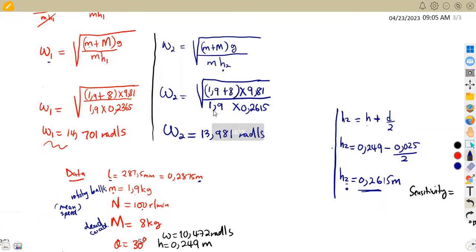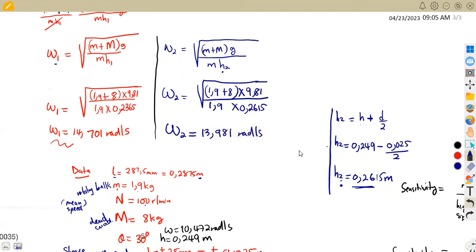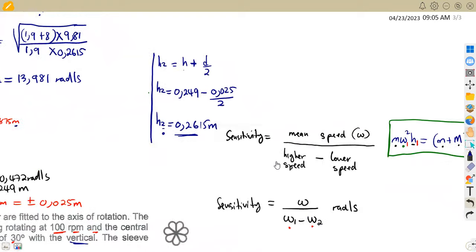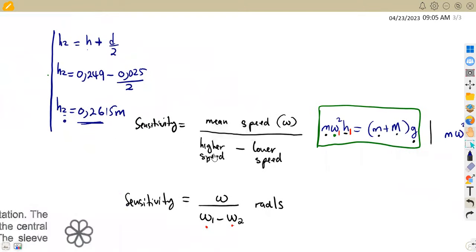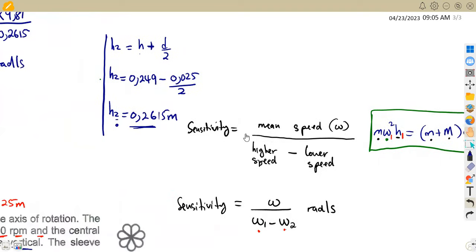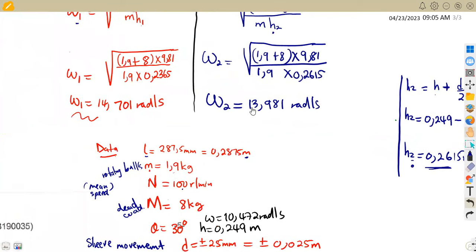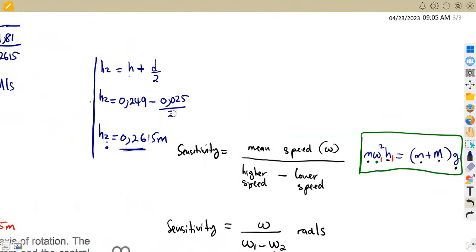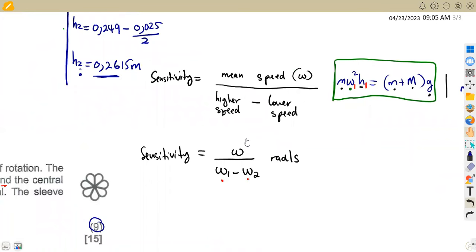Okay, in case you have confusion and say, what if I calculate my h2 as h minus d over 2? That is not a matter of fact. Maybe in the exam you vice versa these values. That is not a matter of fact, because remember, on our formula for sensitivity, it is the mean speed over the higher speed minus the lower speed. If you vice versa your values, you choose which one has the bigger value between these two. That is the one you use as the higher speed minus the lower speed. Sometimes you can just vice versa these values, then you see which one has the higher speed. That's how you can attempt this question.